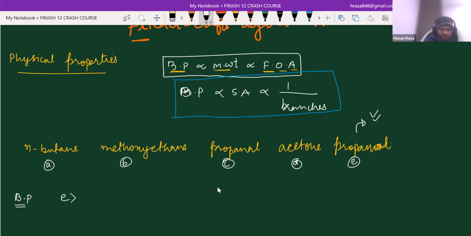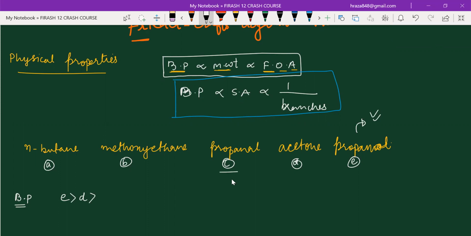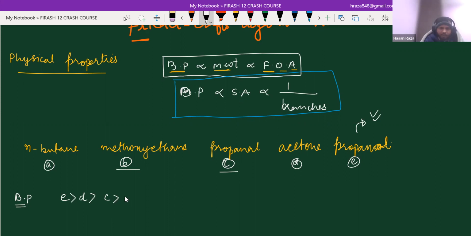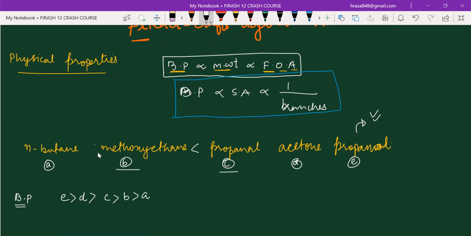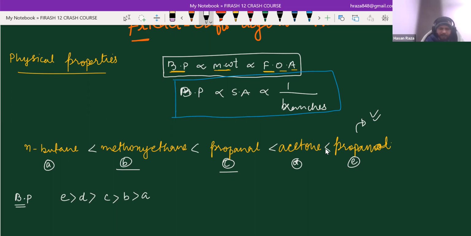After this, you will get the ketone part, ketone. And after this, you can see the aldehyde. So it will be aldehyde. And then comes your ethane methoxy. And then comes your butane. So we can write it also in this way, right? Is that clear?